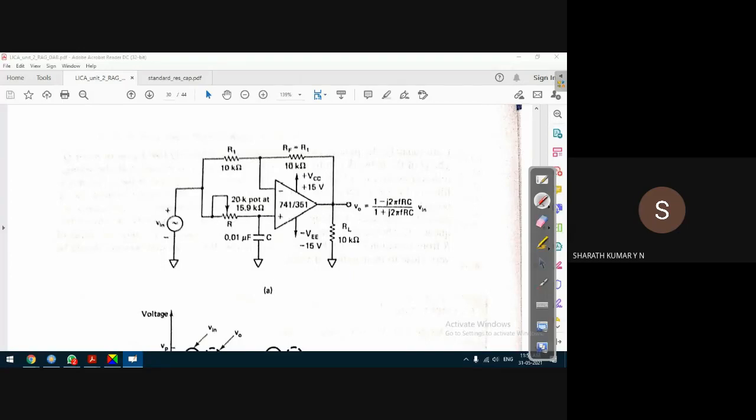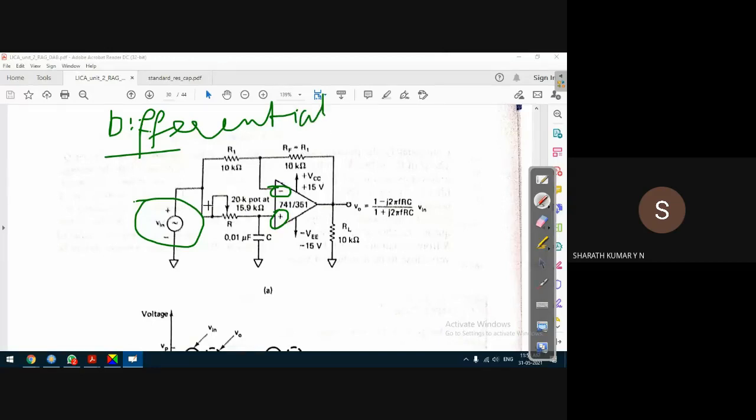This is the input voltage applied. What kind of circuit is this, guys? We are applying voltage to both the inverting and the non-inverting terminals. It's a difference amplifier, basically a differential amplifier. Why? Because input voltages are applied to both input terminals, so it will take the difference of those two voltages.